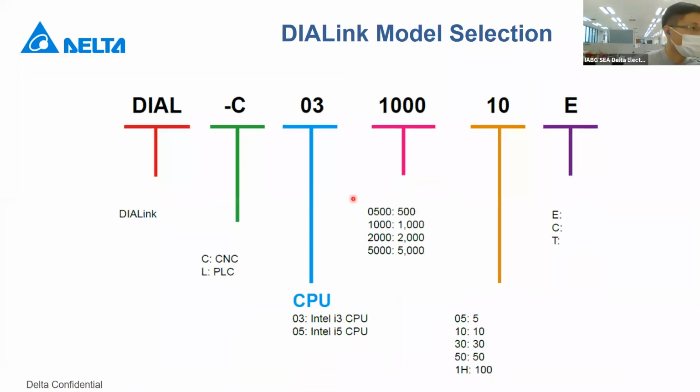Okay, and here's a model selection for the DIALink. Actually, because this one is both hardware and software, for the hardware we have two types, CPU type i3 and i5. And right now, the Delta IPC CPU is, I think, the 6th generation. And this is the tag information, up to 5,000, and this is the number of devices.